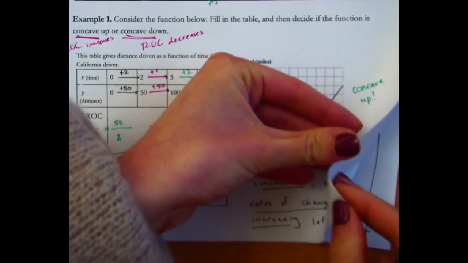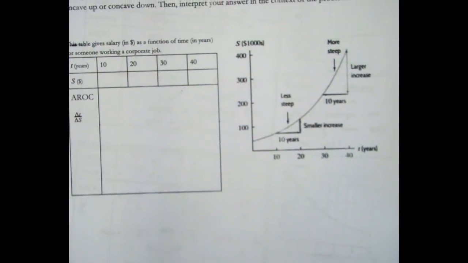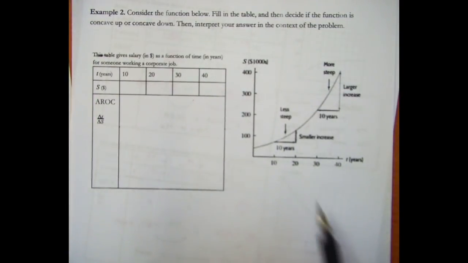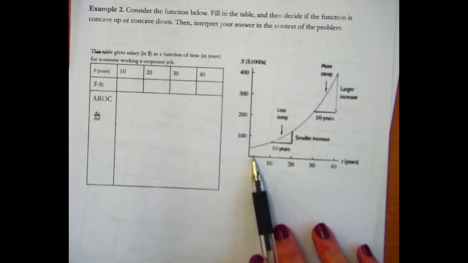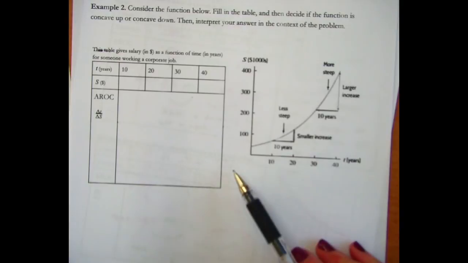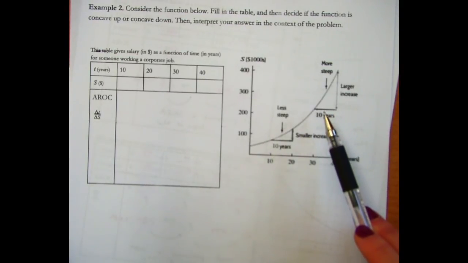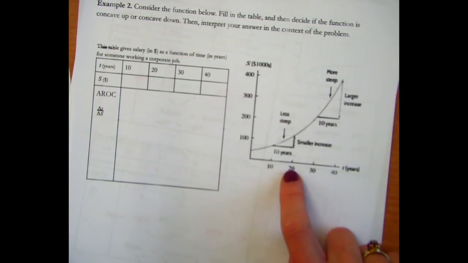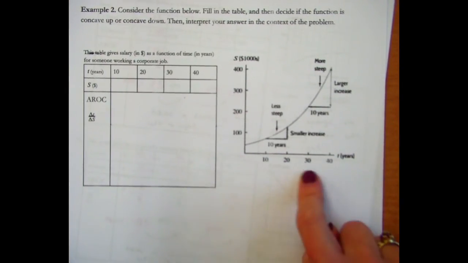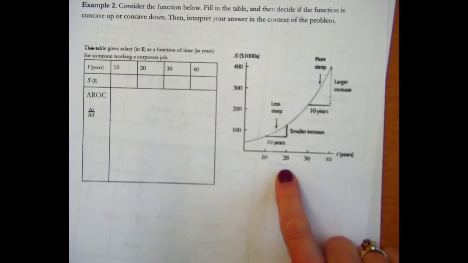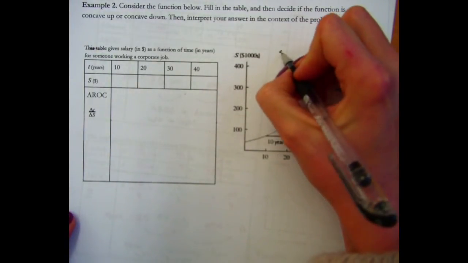So this problem is from your textbook, and it is about salary. What this graph is basically showing is how someone who works in a corporate job, how their salary increases over time. A corporate job would be like if you're working for a large company. And in general, for most companies, this is how your salary looks over time. This is very typical. And in general, just an interesting application of this idea of concave up.